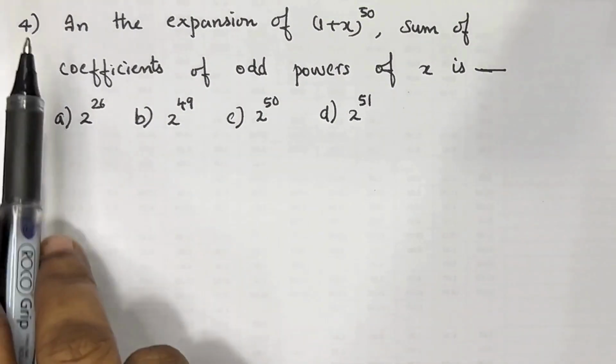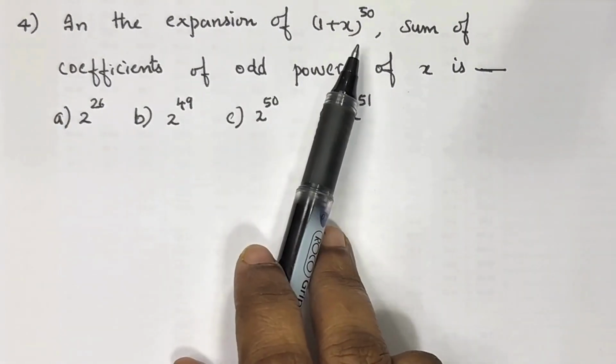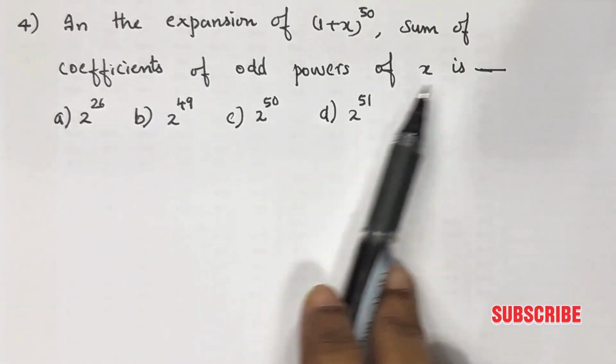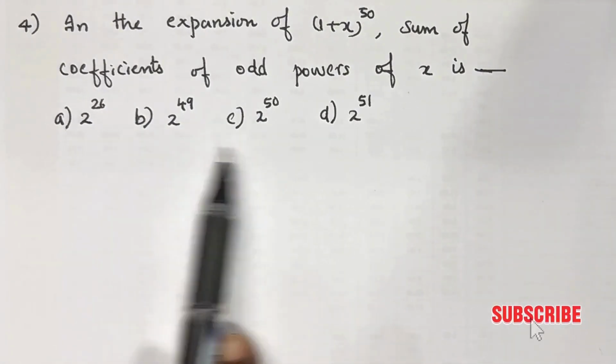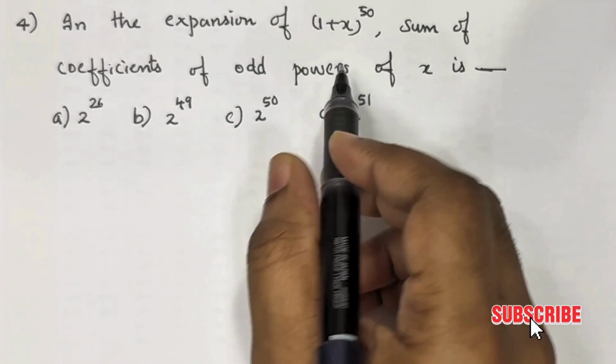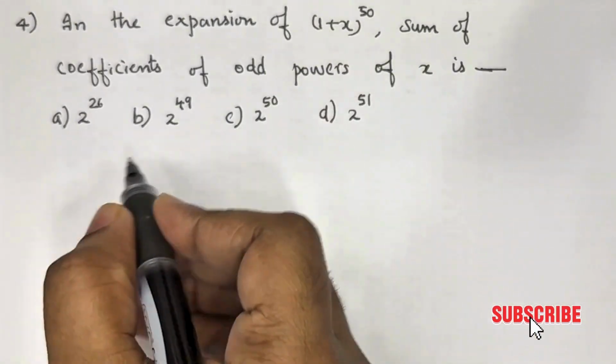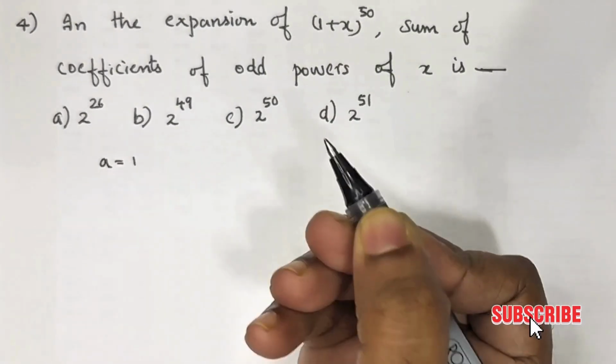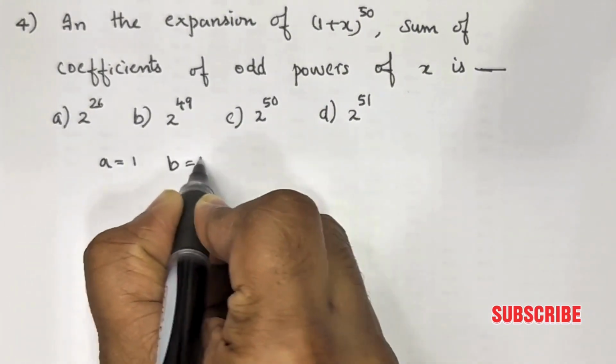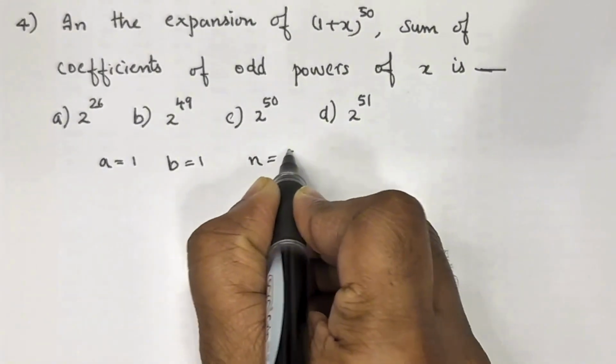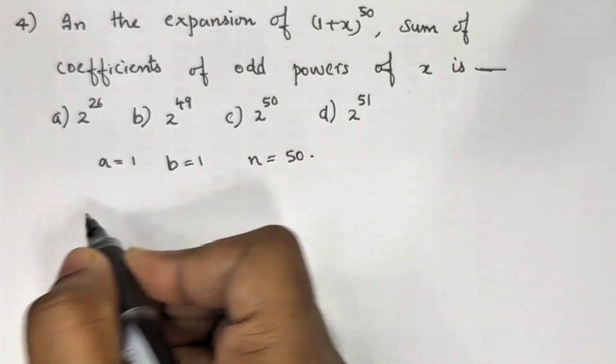Question number 4. In the expansion of (1 + x)^50, the sum of the coefficients of odd powers of x is dash. These are the options given. From the given expression (1 + x)^50, we have a is equal to 1, b is equal to 1 and n is equal to 50.